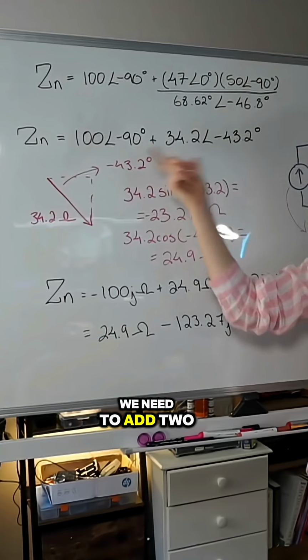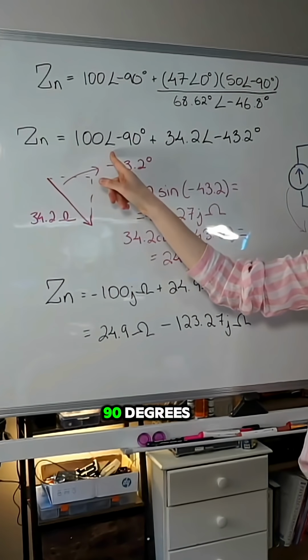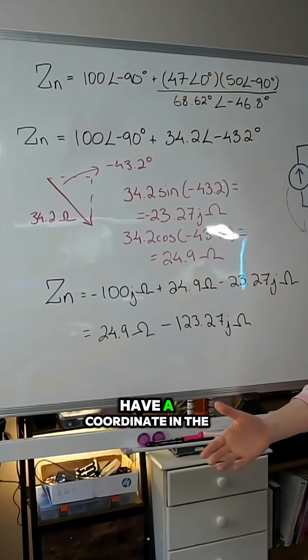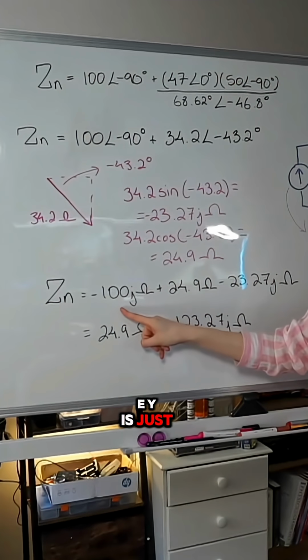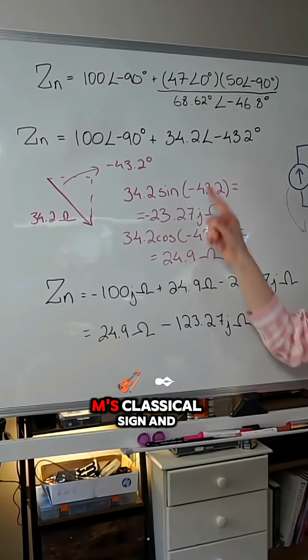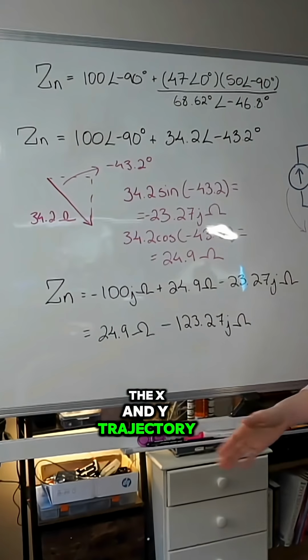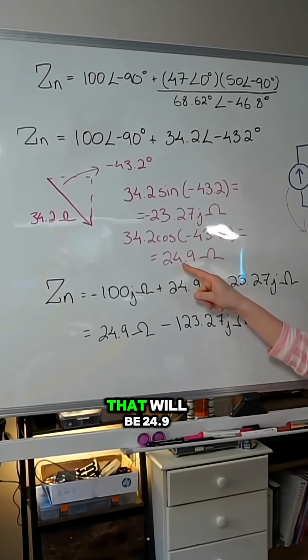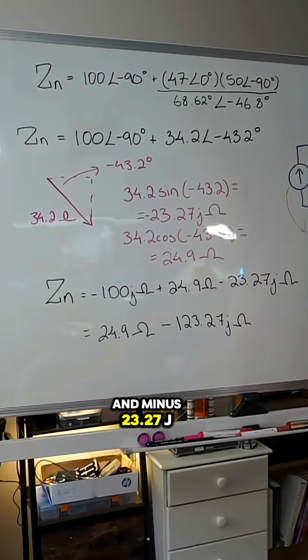We need to add two polar forms. Let's switch them to rectangular. Something that has minus 90 degrees means that it doesn't have a coordinate in the x direction, so we only have the y, i.e. y is just minus 100j ohms. Use Pythagoras and sin and cos to find what the x and y components, or the real and complex form, would be. That would be 24.9 and minus 23.27j.